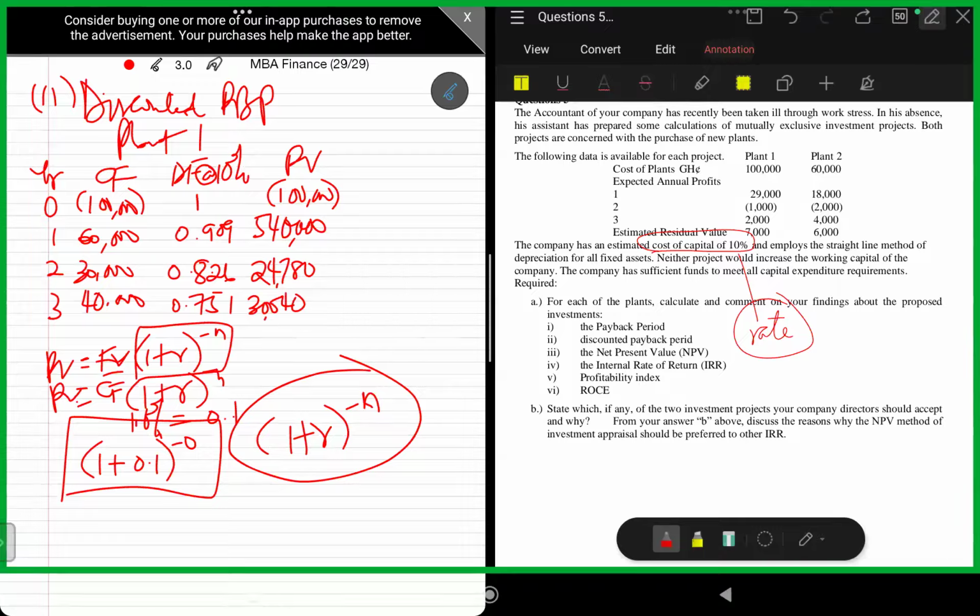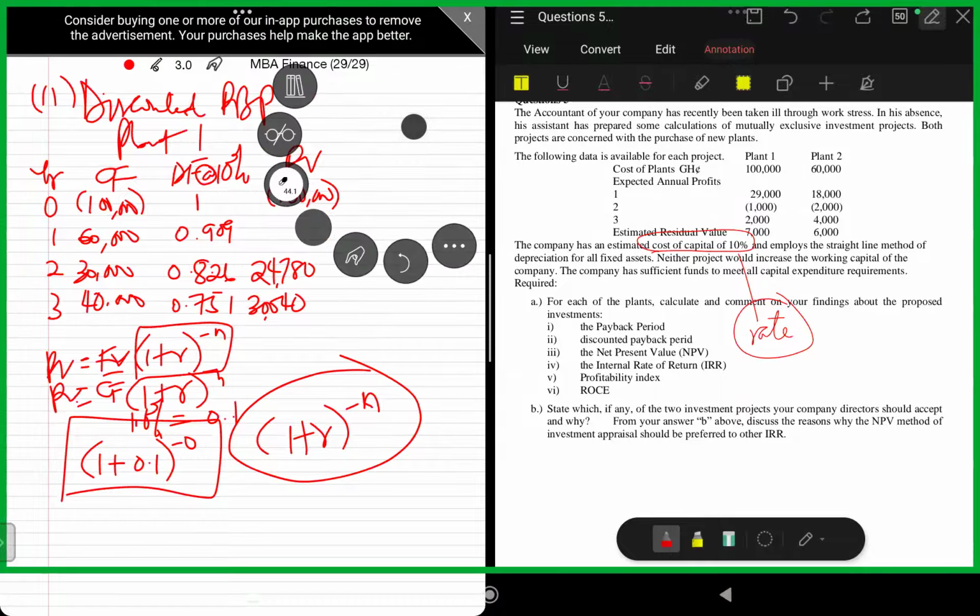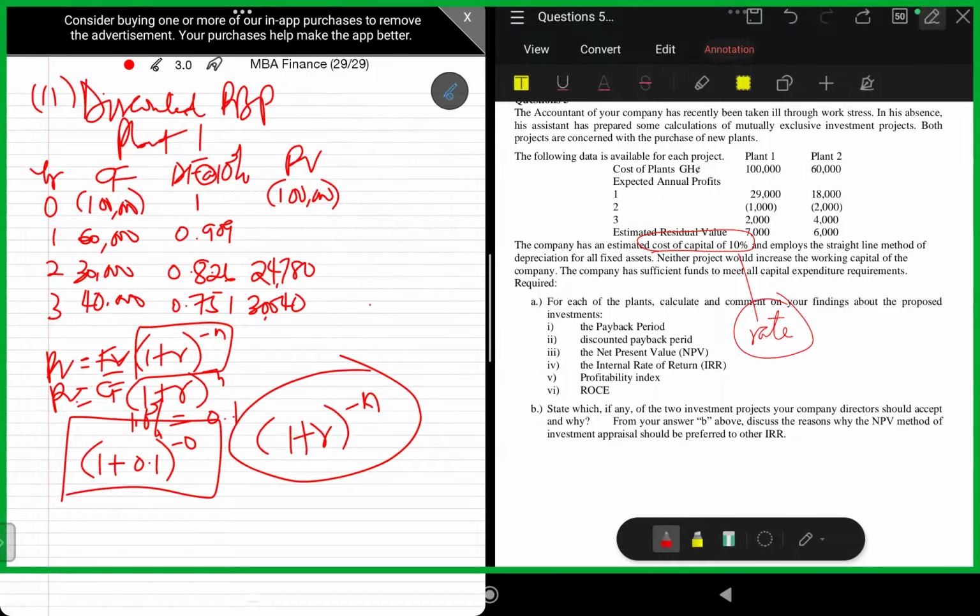So look at the PV value for year 1. Is it 540,000 or 54,000? I'm calculating it. 60,000 times 0.909. What do you have? 54,540. Don't make mistakes, because when you make mistakes, the final values for decision making will change. Okay. All right.